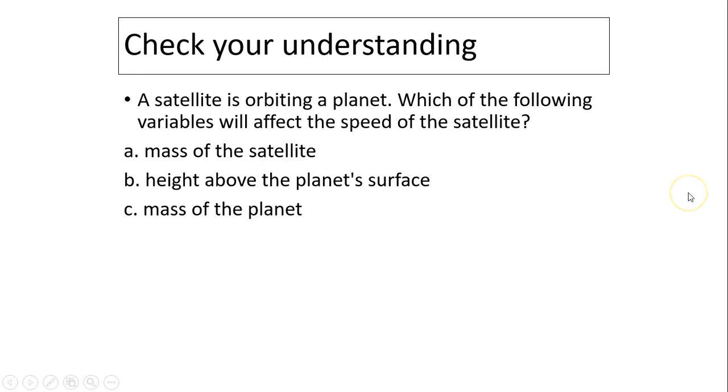Here is check your understanding. A satellite is orbiting a planet. Which of the following variables will affect the speed of the satellite? As I just said, the speed of a satellite only depends on two things: the mass of the planet and how far away from the planet it is. So the answer is B and C. It does not depend on the mass of the satellite at all.